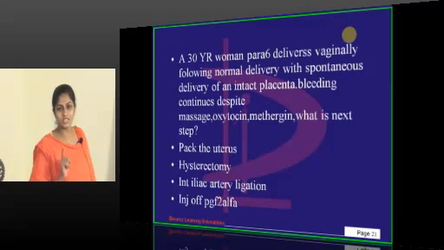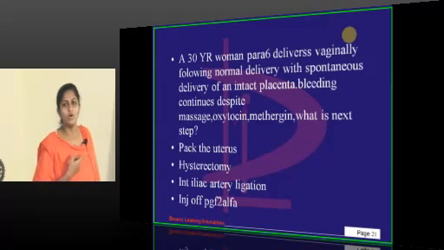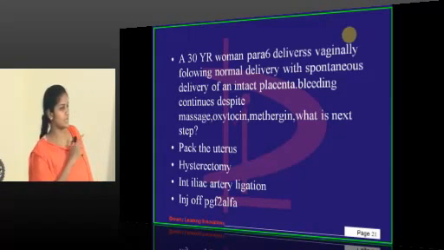Is it clear why the order is very important for you? This was asked previously. So this was a PG bit or AIIMS bit. Okay, the order is very important. They can ask you like this.